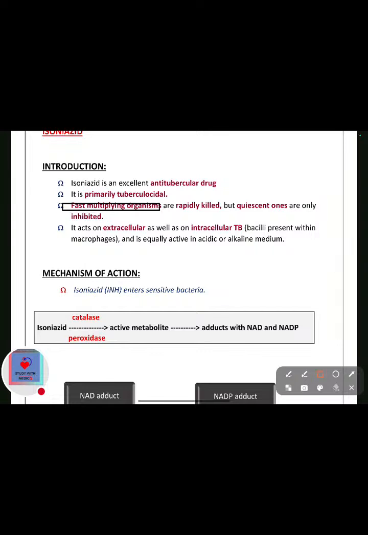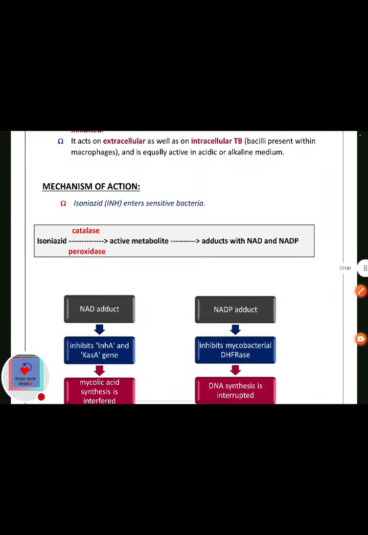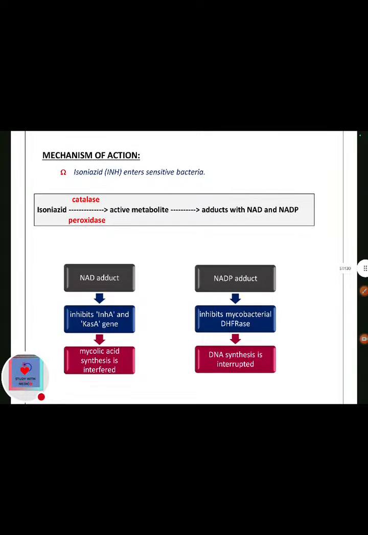So it is rapidly killing the fast multiplying organisms, and it is also inhibiting the quiescent ones. It is both extracellular as well as intracellular. Such a nice drug. That's why if they develop resistance, then it's difficult to treat the TB. They have to use the second line drugs, which are not that effective when compared to this.